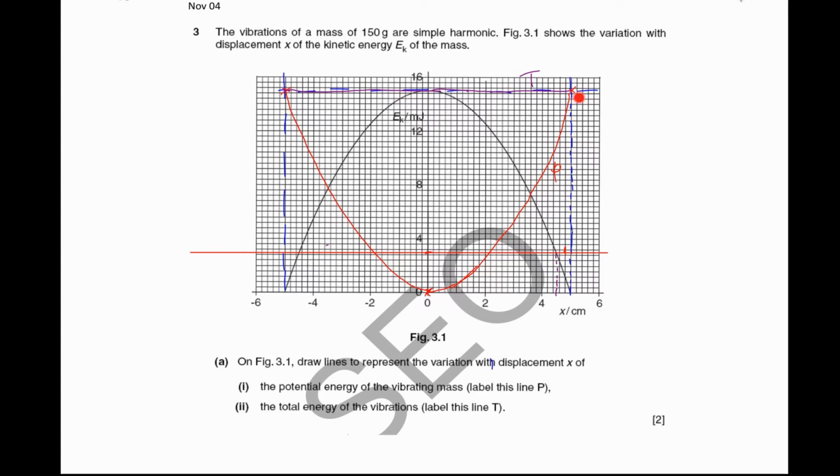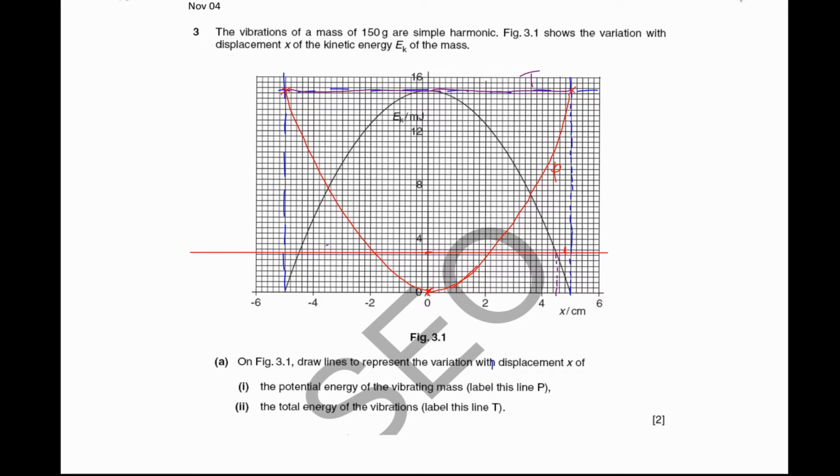So one point here, and then the PE at the middle is 0. The PE at the other end is maximum also. Amplitude is 5 centimeters, so negative 5 centimeters, same point, must be the same, also maximum energy. So another point here, then you draw this. Ignore this first, it has nothing to do with this answer yet. This one comes later. So just draw this and label potential energy.